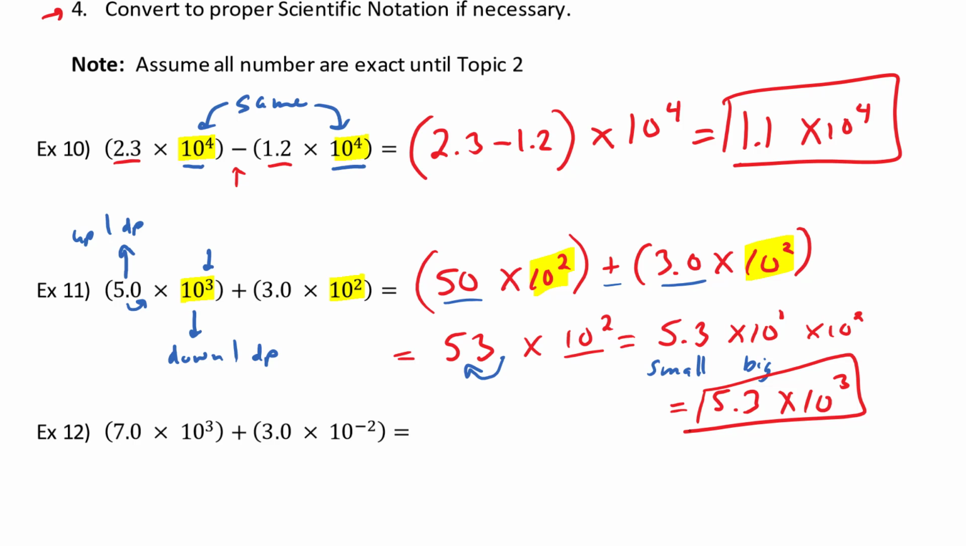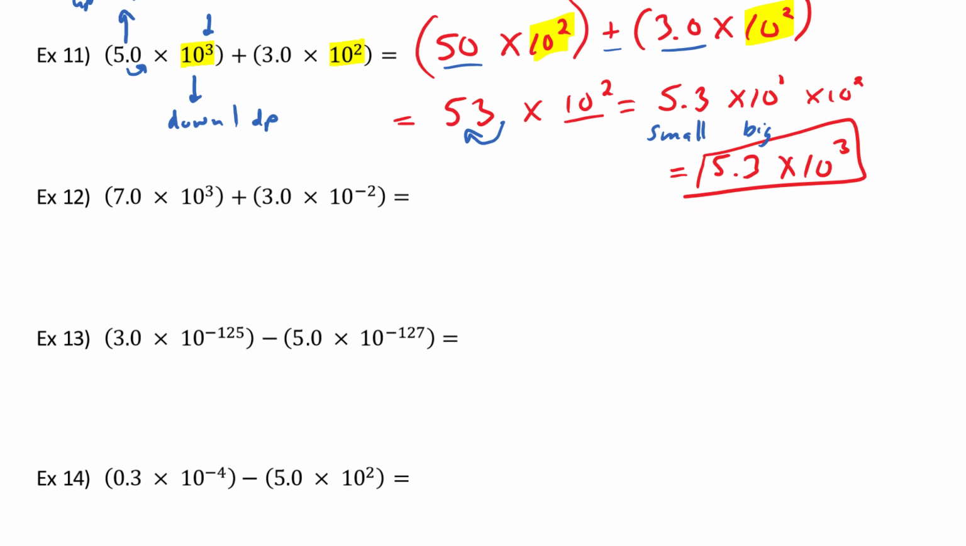Let's try the next one. You can see we have different exponents. We have 3 and we have minus 2. Let's put them both in terms of 10 to the 3. This one has to go up. How do I get from minus 2 to 3? I have to go up 5 decimal places. To compensate, this one has to go down 5 decimal places. So let's write that down.